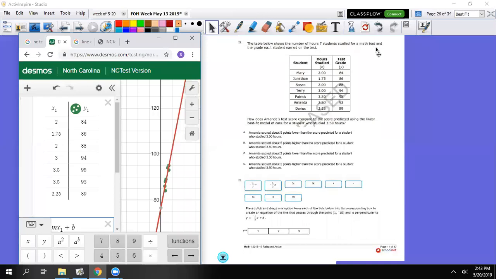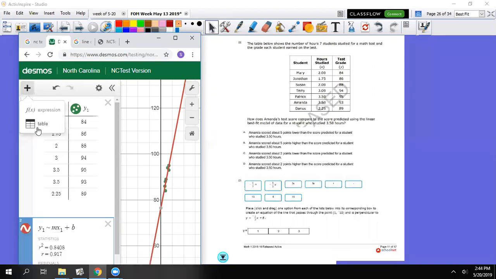Okay, so looking at question number 22, it says the table below shows the number of hours 7 students studied for a math test and the grade each student earned on the test. So we have our X values, which are hours. Of course, we're going to click the plus, we're going to click table, and then it will pop up. So here are our hours of study. We have our test grade, or the Y value. I've entered those into Y1.